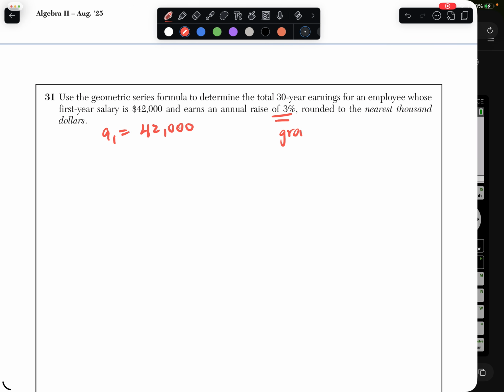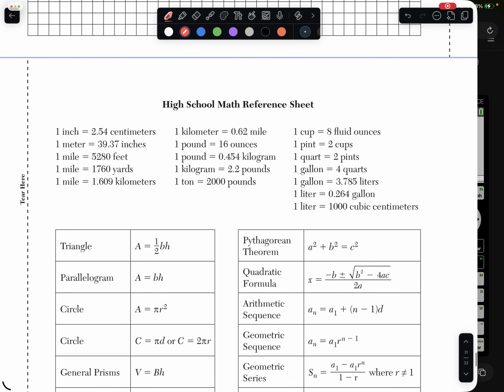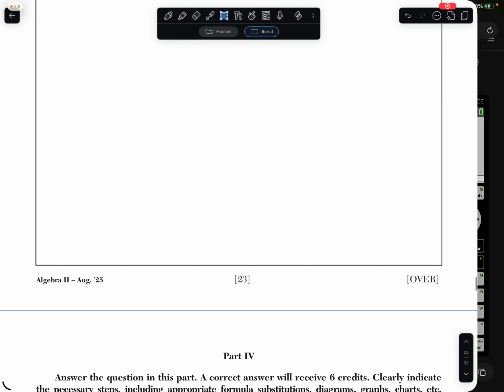Then we have an annual raise of 3%. That means this is a growth, so my r is going to be greater than 1. For r, I would do 1 plus 0.03, and that's equal to 1.03. 0.03 is 3% in decimal form. So this is my r. And then we have the formula for the sum of a geometric series right here. You don't have to remember it. Just know that you have these formulas here and make sure you know how to use them.